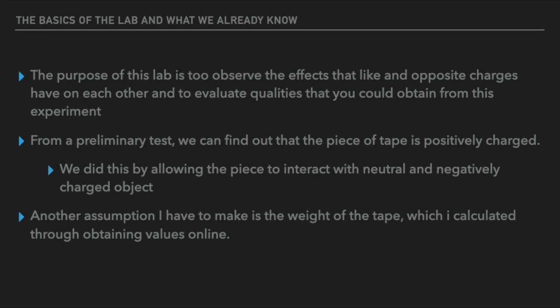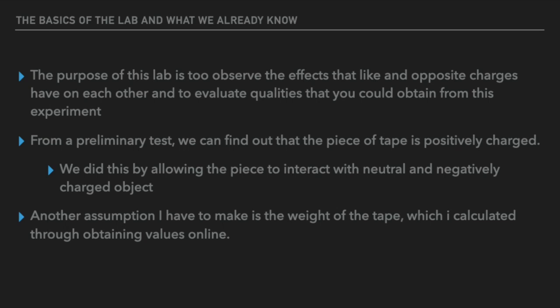We can first find out through a preliminary test that the piece of tape is actually positively charged. We did this by allowing the piece of tape to interact with a neutral and a negatively charged object, the neutral object being my hand and the negatively charged object being a plastic pen rubbed in cloth.